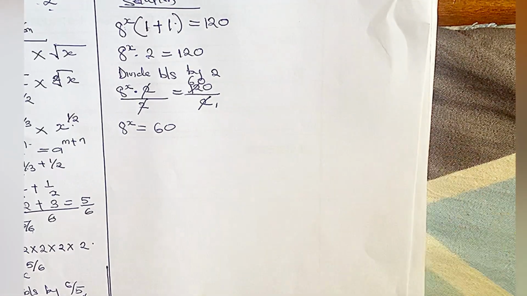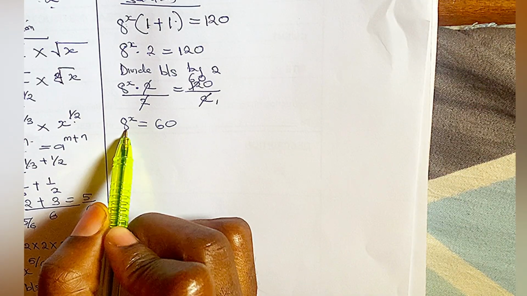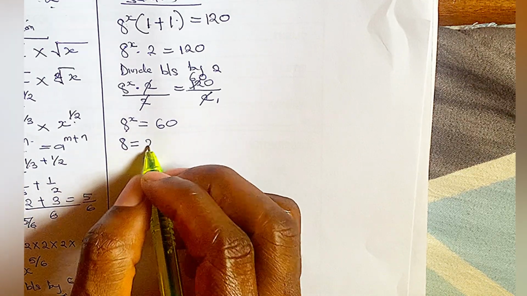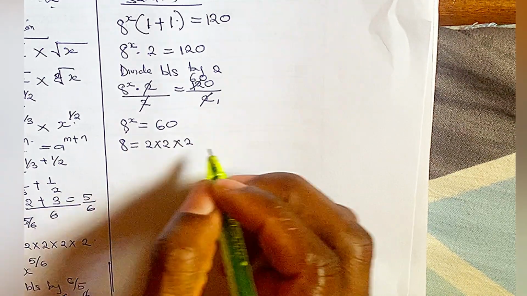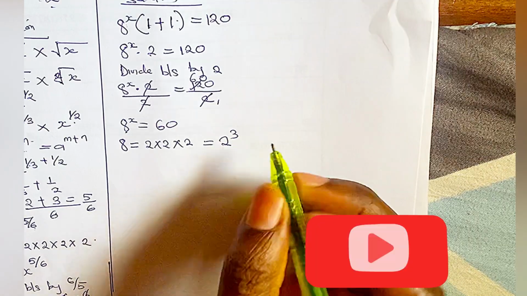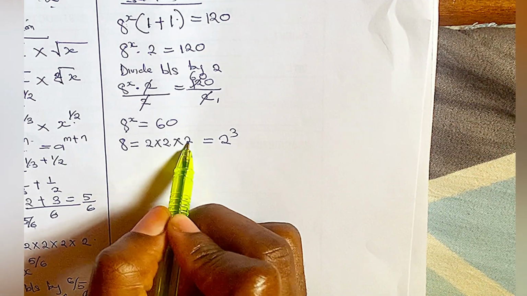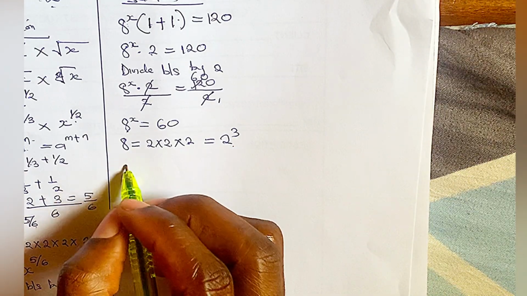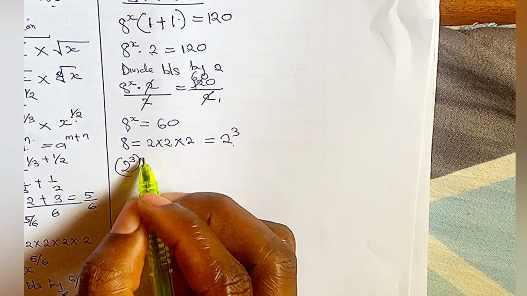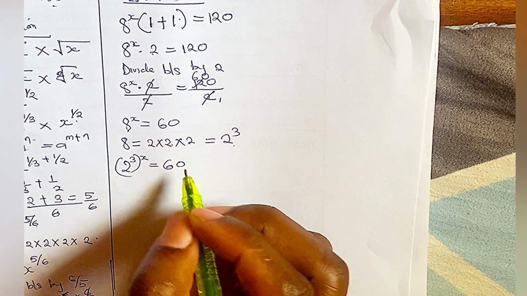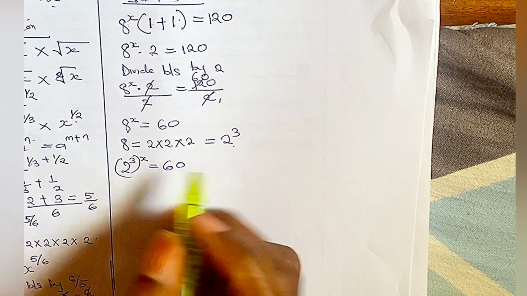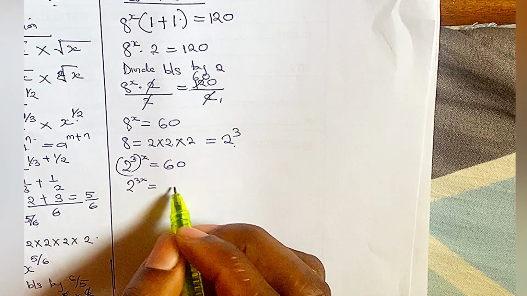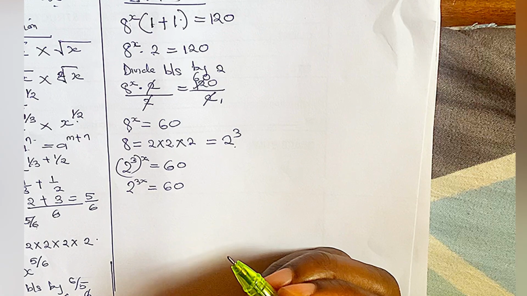Okay, so guys, now this is 8, and you can write this as the multiples of 2, which would be 8 can be written as 2 times 2 times 2, and that is 2 to the power of 3. Count these 2's here, you have 1, 2, 3. That means that is why we have the 3 here. Okay, so let's rewrite this. We have 2 to the power of 3, x is equal to 60. Now, applying exponential rule, we can multiply this power, so it becomes 2 to the power of 3x is equal to 60. Now, we are looking for the value of x.